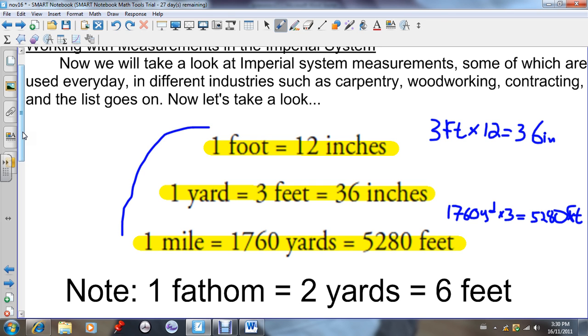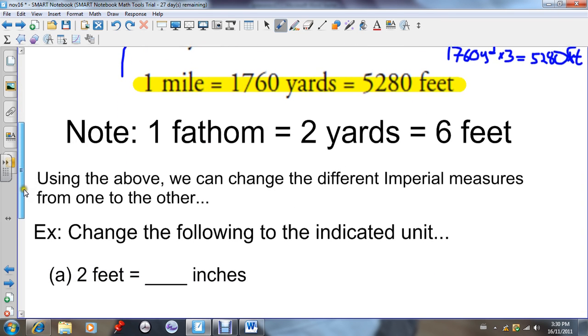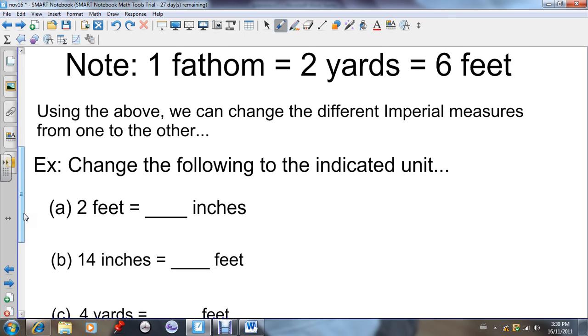Down the bottom, note 1 fathom equals 2 yards. A fathom is used in fishing. A fathom is the distance if you stretch your arms out really long, from fingertip to fingertip. Mr. Kendall's got a pretty good arm span, closer to 6 feet than mine, because I'm kind of short. His is probably closer to 6 feet from fingertip to fingertip.